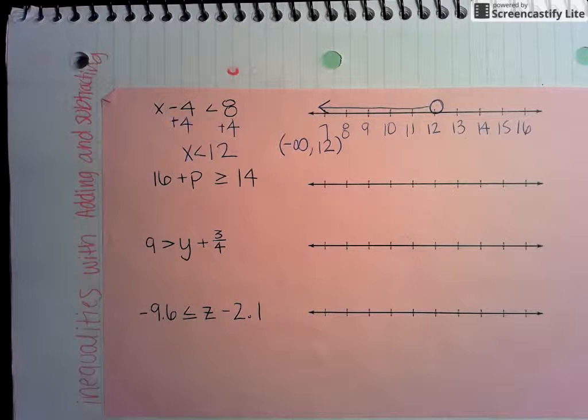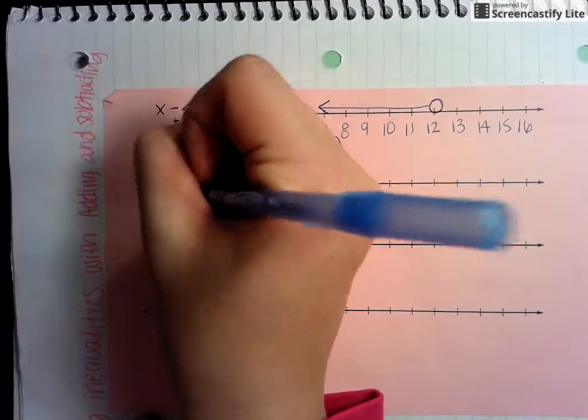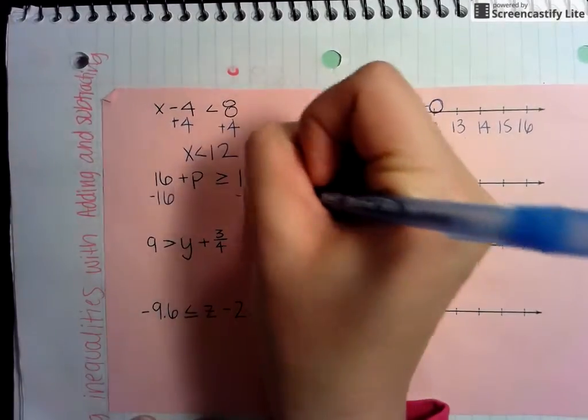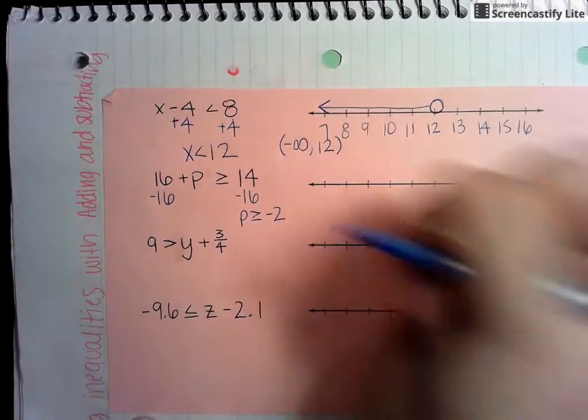Now for the second one, we're going to do the same thing. We want to get the variable by itself, which is p. The 16 is in the way, so we want to subtract 16 on both sides. So we get p is greater than or equal to negative 2.